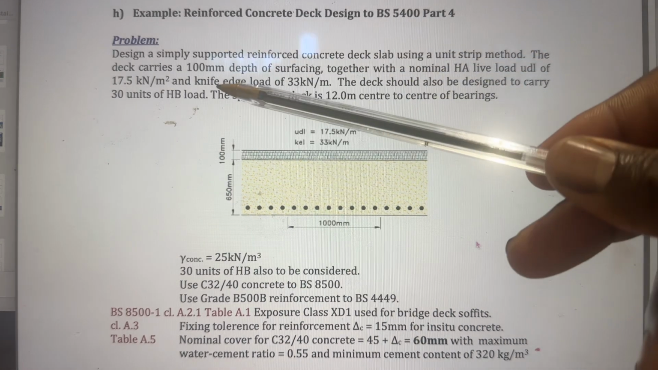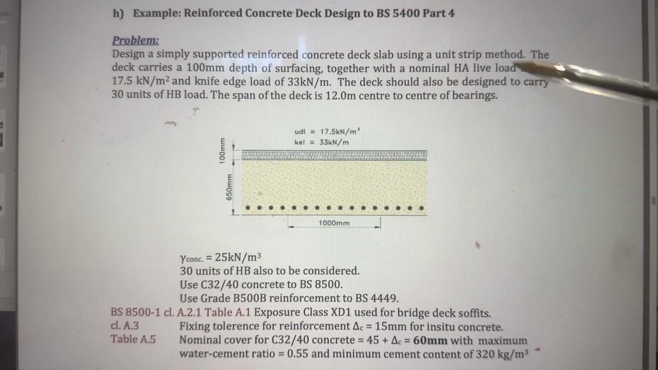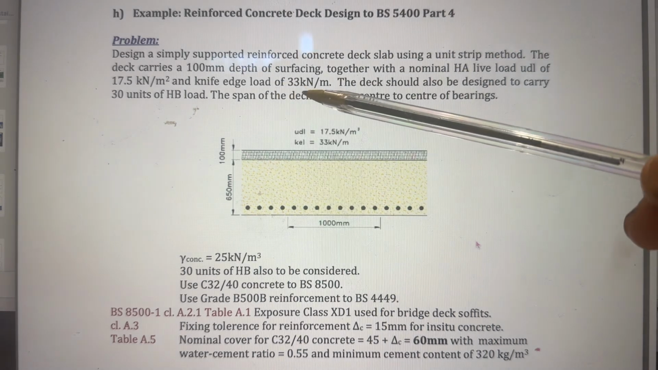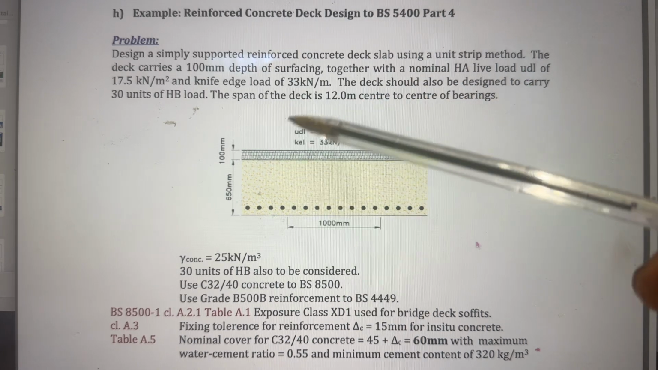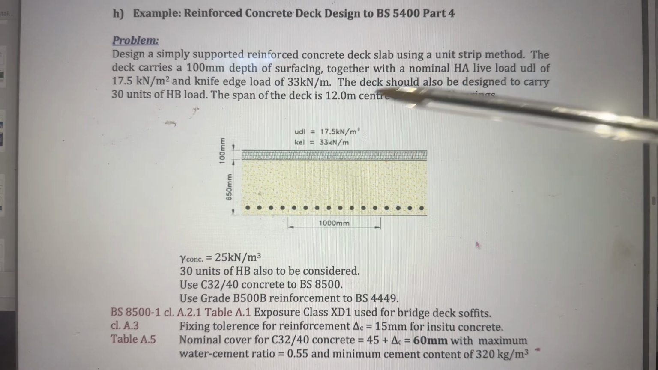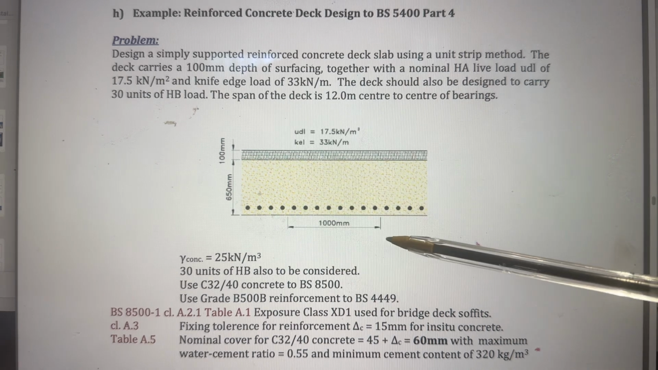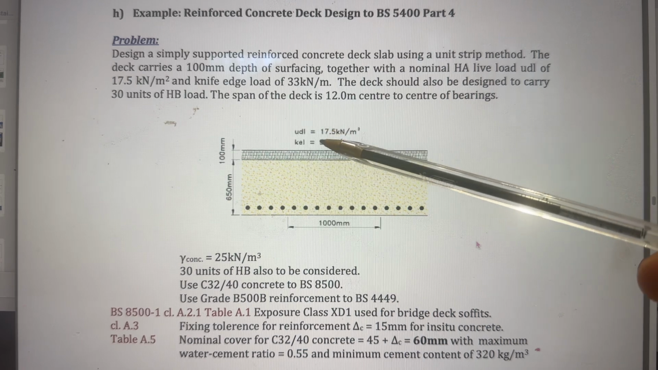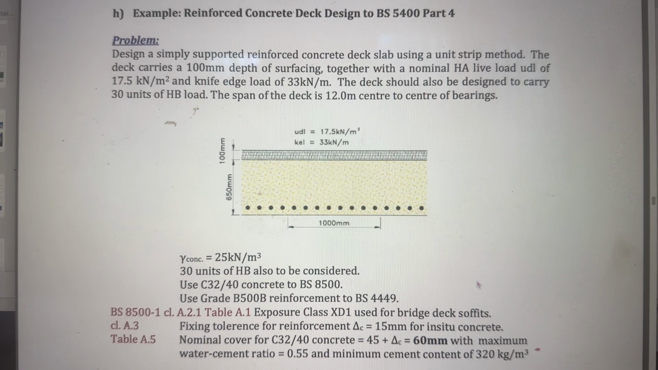The deck carries a 100 millimeter depth of surfacing together with a nominal HA live load UDL of 17.5 kilonewton per meter square and a knife edge load of 33 kilonewton per meter. The deck should also be designed to carry a 30 units HB load. The span of the deck is 12 meters center to center of the bearing. There's a graph here explaining this. This is a 1 meter strip of reinforced concrete, which is carrying a UDL and a KEL as provided, and you have a surfacing load as part of it.